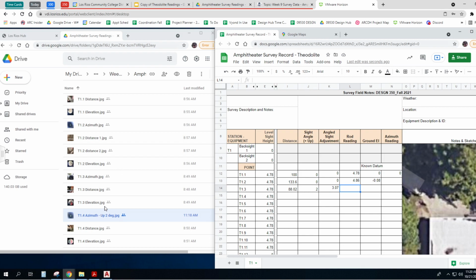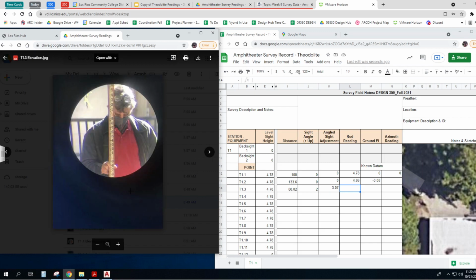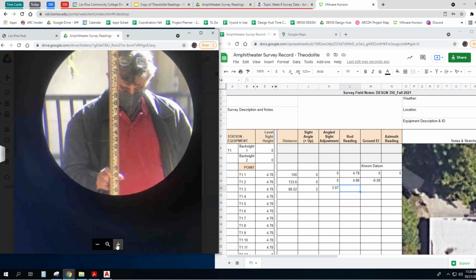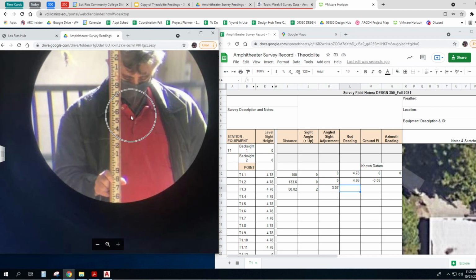Now let's take our rod reading. There's the 5, and there it is right there. So it's 4.5. I'm going to make it a little bit bigger. It's really hard to see, but do you see how this is the little line? Yes. It is a little hard to see, but yeah. 4.5, or sorry, 4.56.